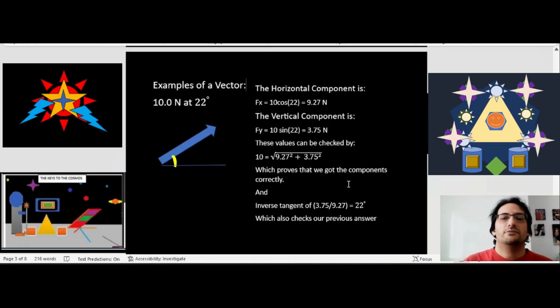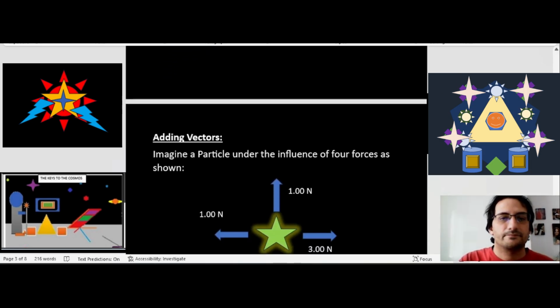And inverse of tangent of 3.75 divided by 9.27 will give you 22 degrees, which also checks with our previous answer. 22 degrees is the angle from the x-axis. Tangent is opposite over adjacent. So when you do the inverse tangent of opposite over adjacent, you should get the angle facing those two sides.